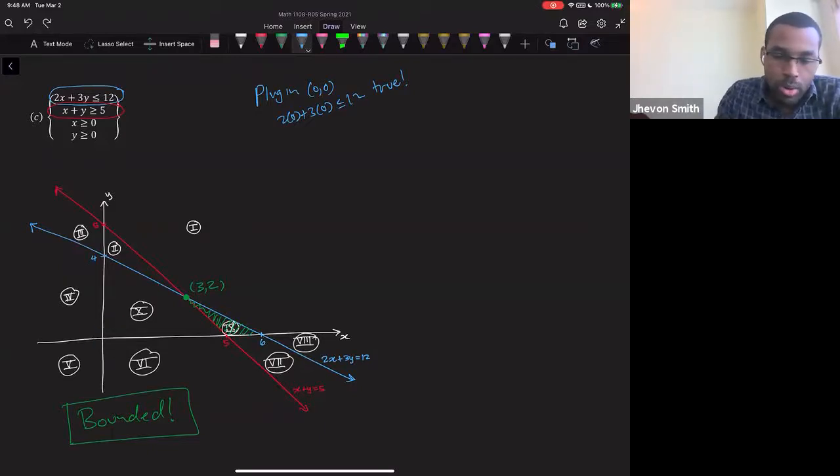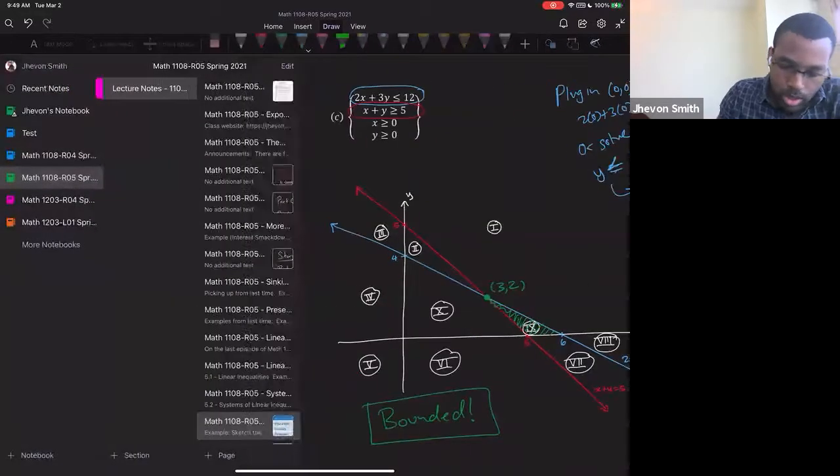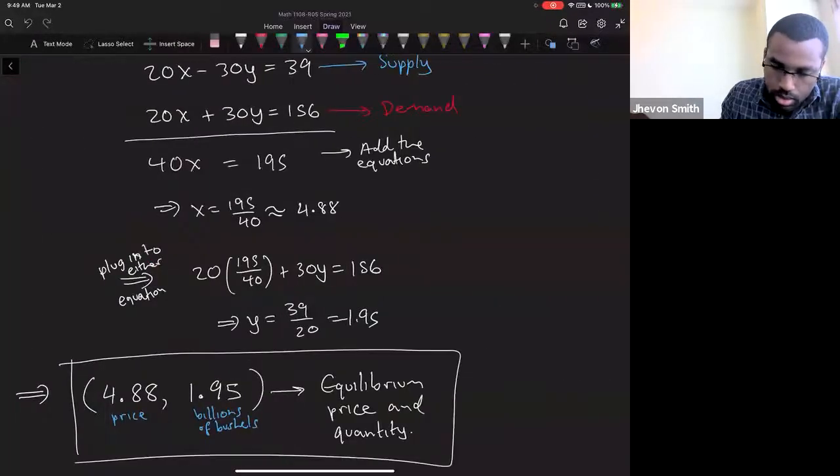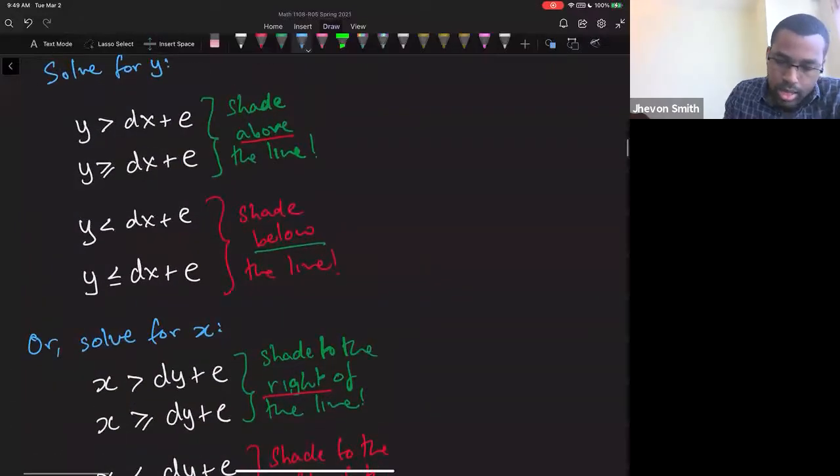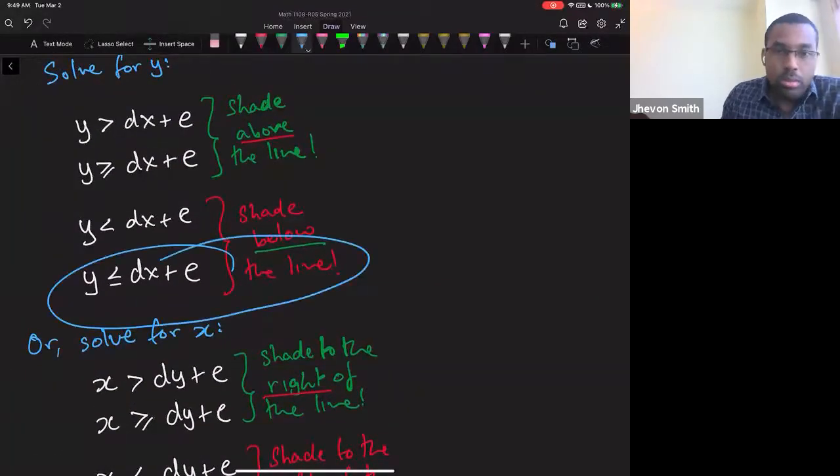Another thing would be if I were to solve for y, I would get y is less than or equal to 4 minus 2/3 x. And because my y is less than or equal to, this again means below. Because if you went back here, you'd realize that less than or equal to means below.